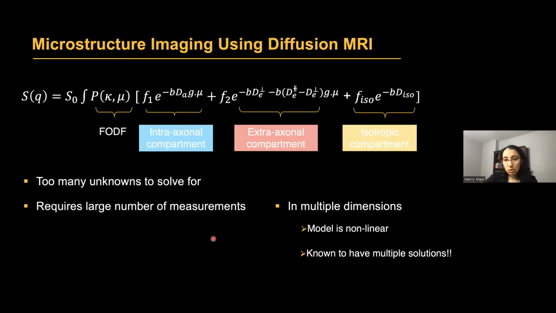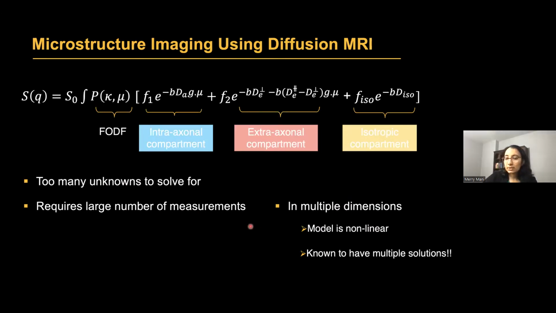you can start to see how complex it is, because we want to come up with as elaborate models as possible in order to get these highly specific microstructural information. However, that means that we now have a lot of unknowns to solve for, and because of that, we need to have a large number of measurements. And we don't even know what kind of measurements we would need to solve that problem. Probably we need to sample in multiple dimensions, because the model is a nonlinear model. And if we don't have enough information to separate out these compartments, we may end up with multiple solutions for these models also.